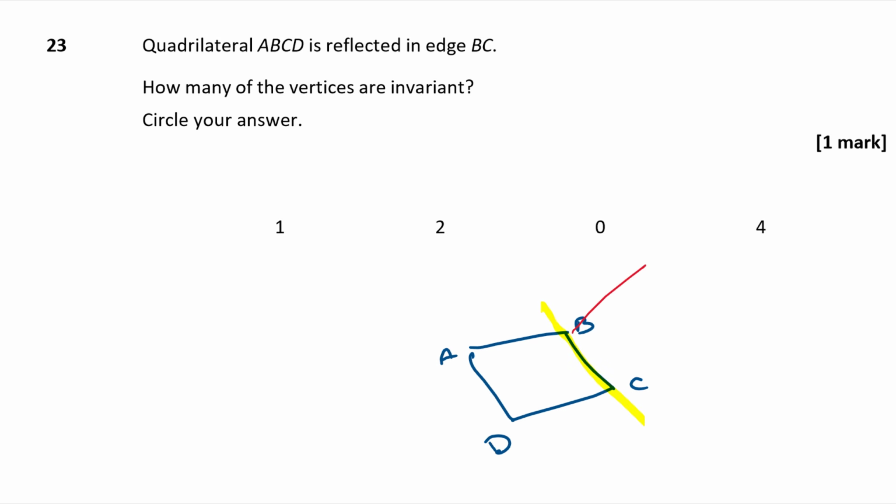So the image is going to look something like this, isn't it? So that's going to be A dash, D dash over there. Now B and C lie on the mirror line, so B dash and C dash are also going to be on the mirror line. So those 2 points are invariant. So how many of the vertices are invariant? 2 of them. Okay.